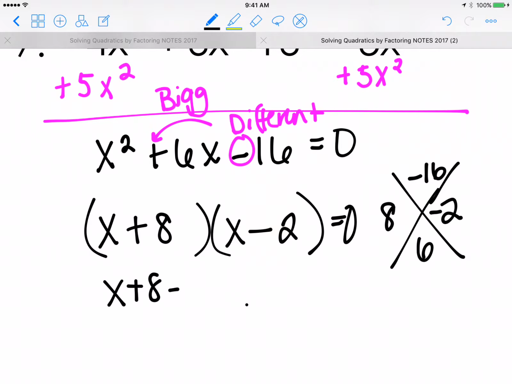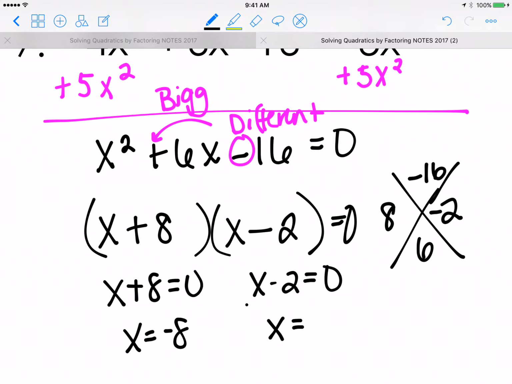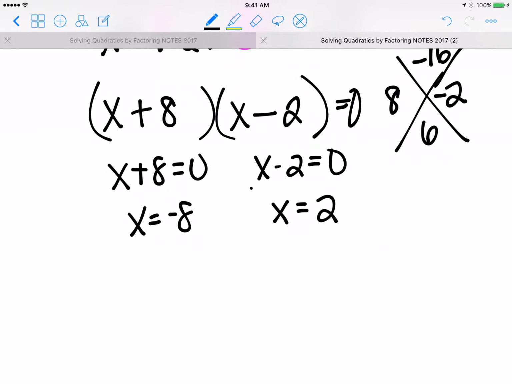So set these equal to 0, and you get x is equal to negative 8 and x is equal to 2. So we can write this as x is equal to negative 8 and 2. Okay, I'm going to stop right here and I'm going to make a third video in a minute.